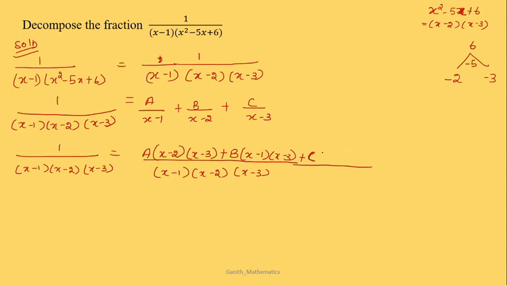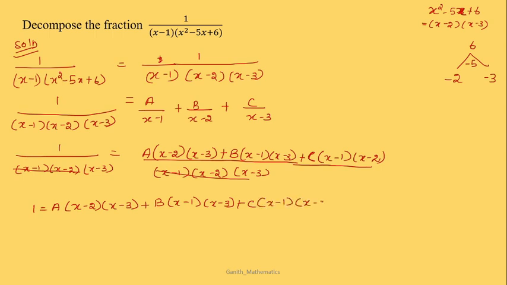x minus 1 and x minus 2. So you have to multiply the numerator with x minus 1 into x minus 2. So if the denominator gets cancelled, your terms will be 1 is equal to a into x minus 2 into x minus 3 plus b into x minus 1 into x minus 3 plus c into x minus 1 into x minus 2. Mark it as equation 1.